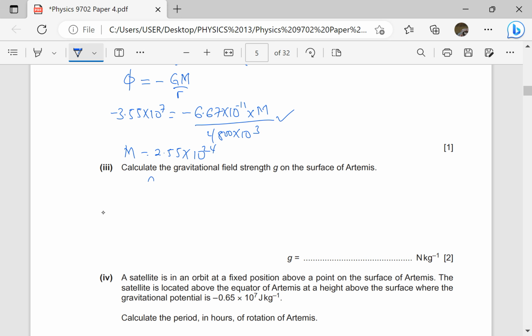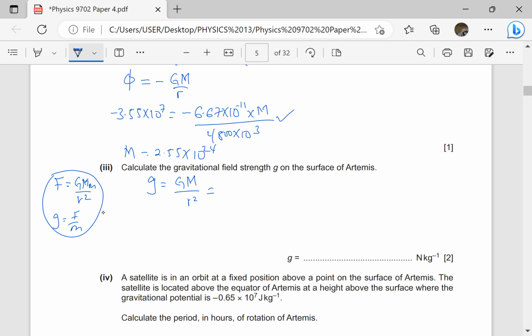Gravitational field strength is defined as the force per unit mass. Remember the force is given by Newton's law of gravitation: the force is G, capital M, small m over R squared. Then gravitational field strength is force per unit test mass. So when I divide by mass, gravitational field strength is going to be capital G, capital M over R squared.